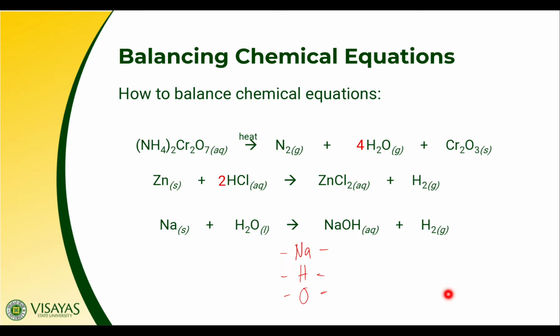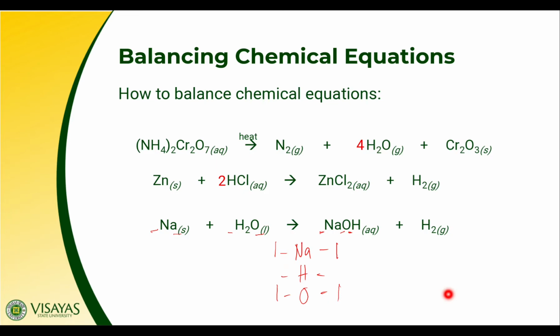On the left side of the equation, we have 1 times 1 in here. So we have 1 sodium atom. On the right side, we have 1 times 1. So we have 1. Okay. Next, oxygen. On the left side, we have 1 times 1. So we have 1. On the right side of the equation, we have 1 times 1 in here. We also have 1.